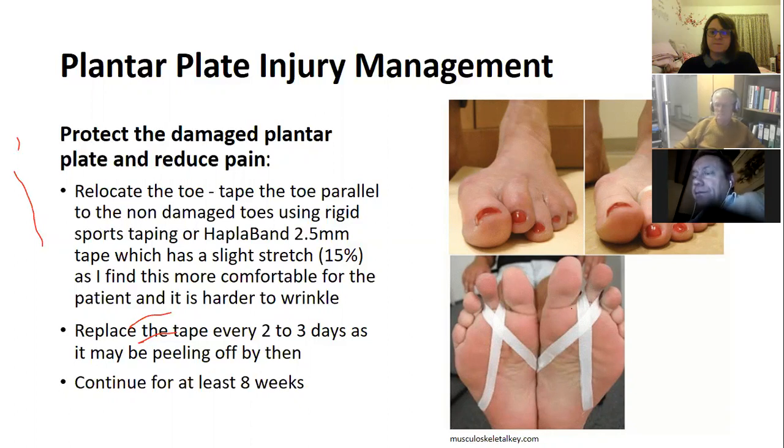Now, this toe then is the important part. So we got the shoes, we got the stride length, and we got the taping. But the taping will carry on past the shoes. Okay. So let's go to the next slide, please.